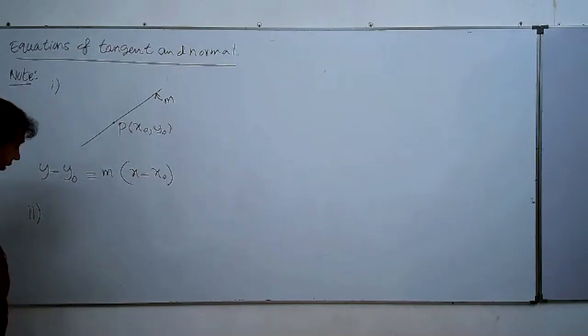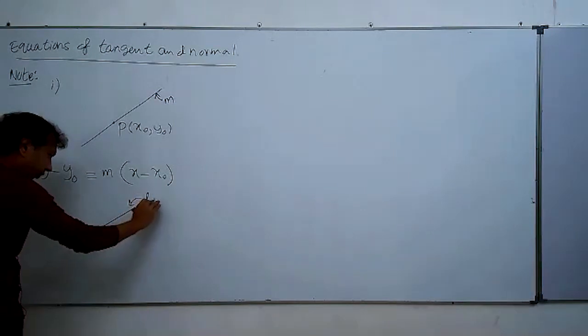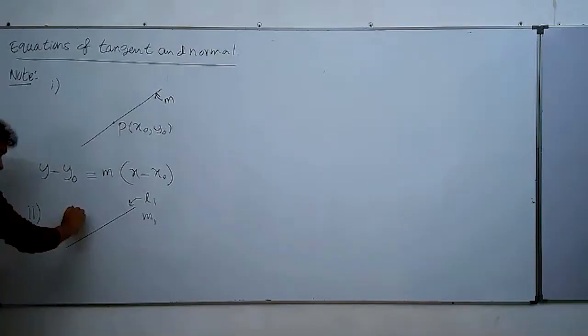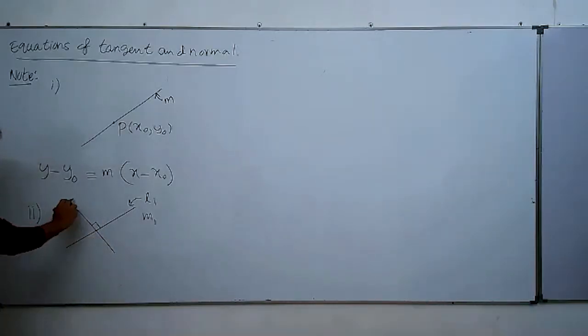Okay. Suppose we have a line like this. Suppose it's L1 line. Suppose the gradient is M1. Consider another line which is perpendicular to this L1 with gradient M2. Line is L2, gradient M2.